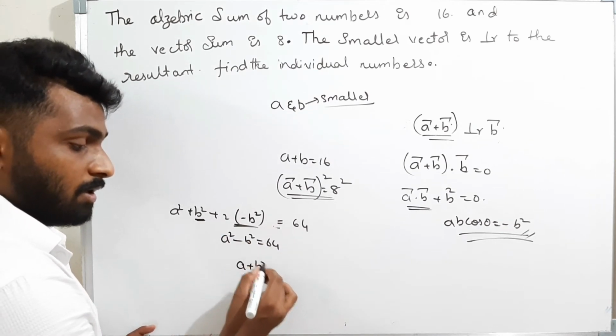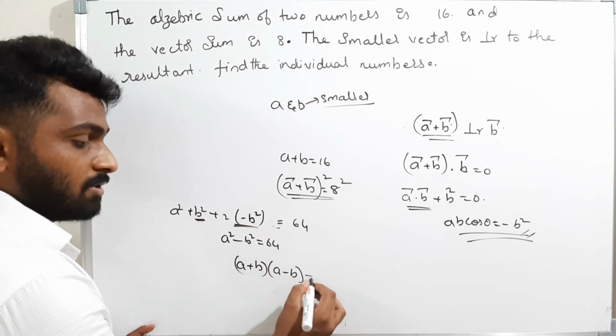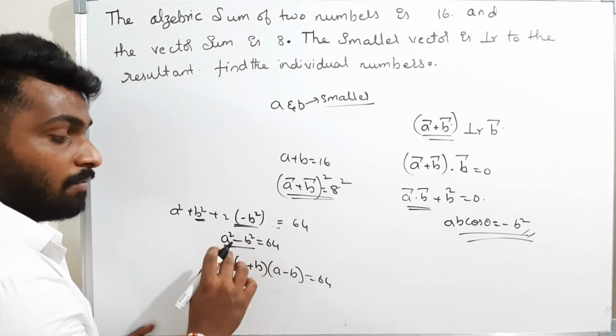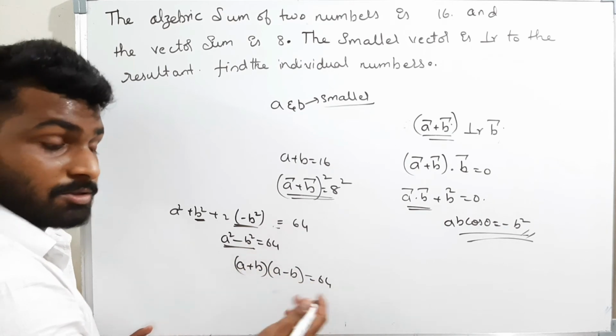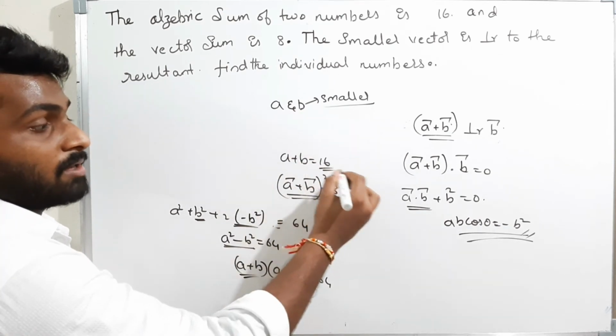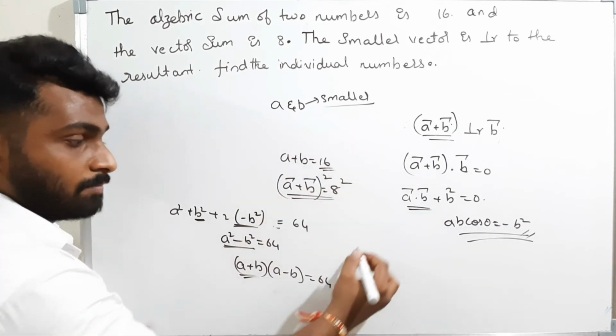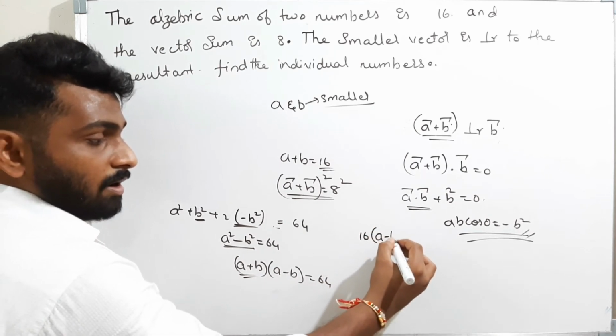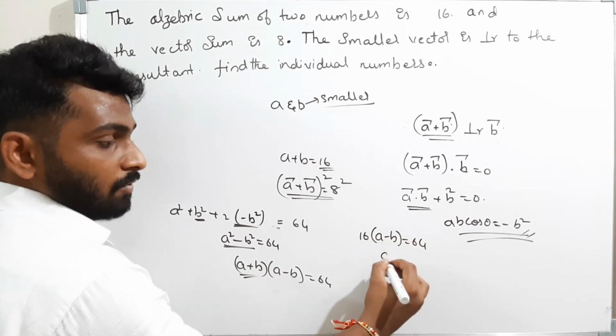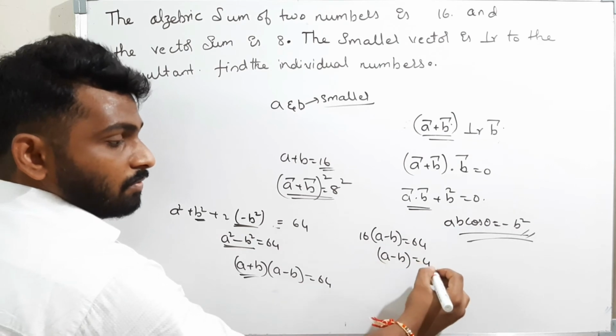Therefore, (a plus b) into (a minus b) is equal to 64, which is in the form of a square minus b square. What is a plus b? A plus b, they gave us as 16. Therefore, 16 into (a minus b) is equal to 64. Therefore, a minus b is equal to 4.